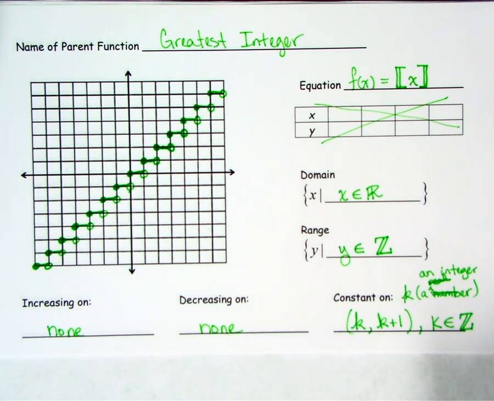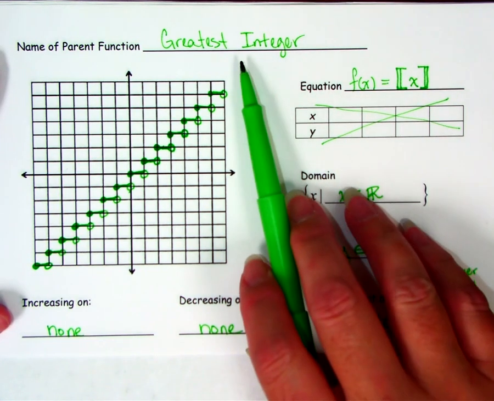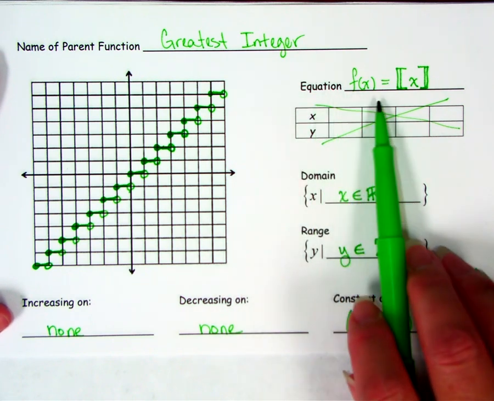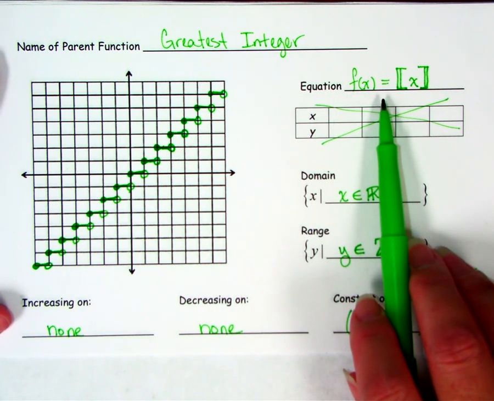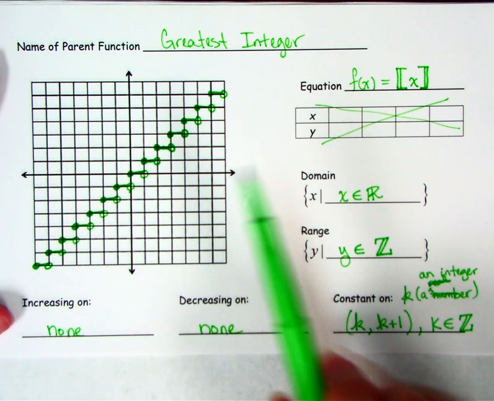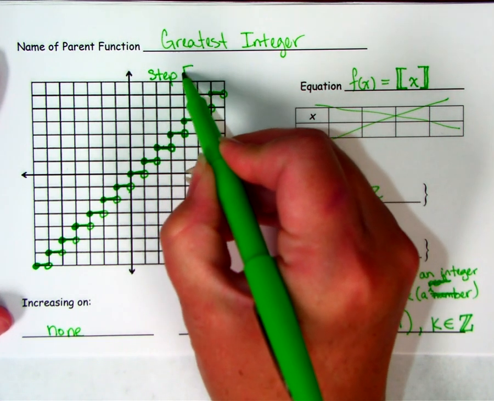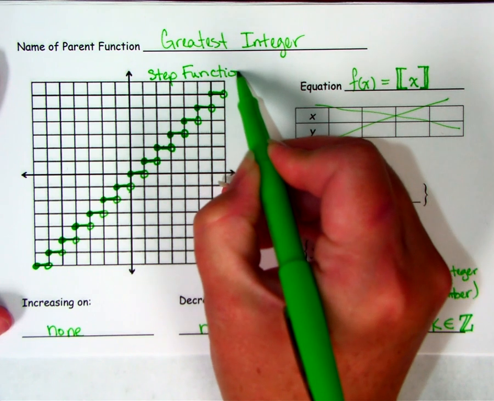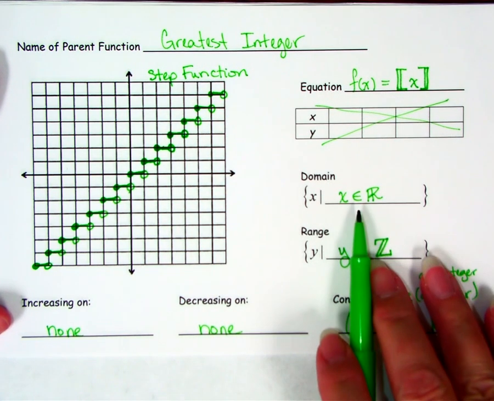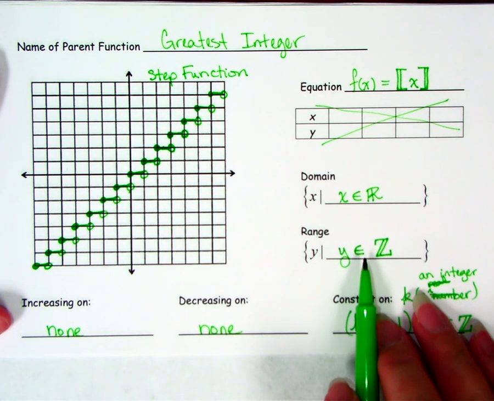What you need to know about the greatest integer function is you need to know the name. You need to know the equation. You need to know the graph. This graph is sometimes called a step function. You need to know the domain and the range.